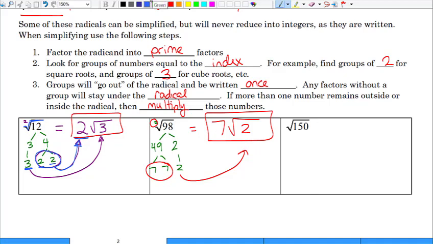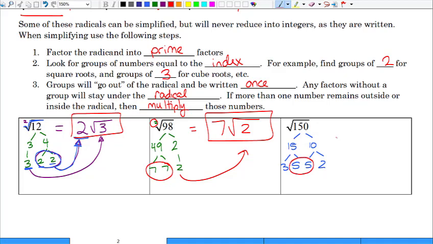Still doesn't get you a decimal approximation, but it is considered more simple. So 150, one easy way to divide 150 is 15 times 10. 15 can go again, 3 times 5. 10 can go again, 5 times 2. 3, 5, 5, and 2 are all prime, and they can't be broken down any further.